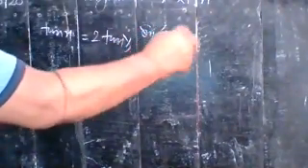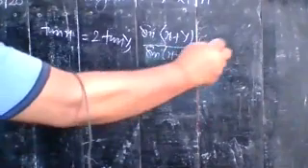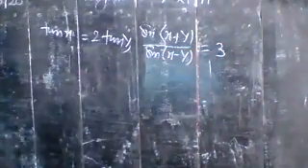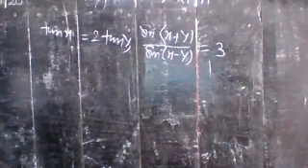If 10x is equal to 2 tan y, then prove that sine x plus y upon sine x minus y is equal to 3. Then prove that sine x plus y upon sine x minus y is equal to 3.